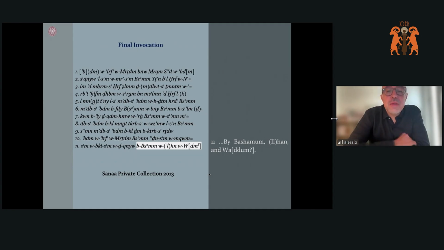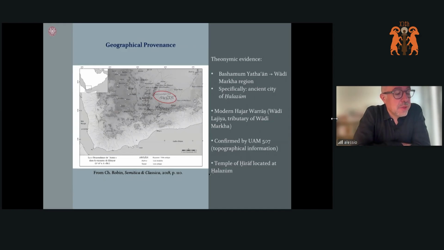Let's now address the question of provenance and the broader cultic context. Establishing the provenance of this inscription depends almost entirely on the theonymic evidence, since the text yields minimal historical data and the onomastic evidence offers insufficient support for precise localization.